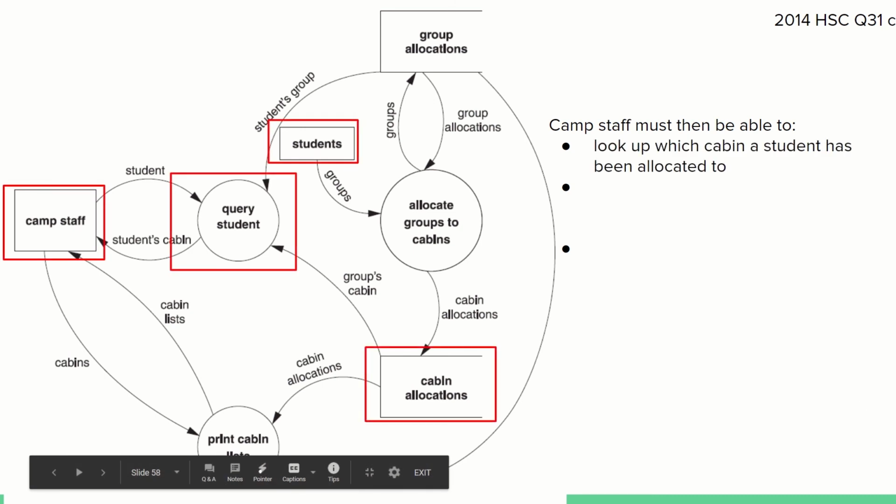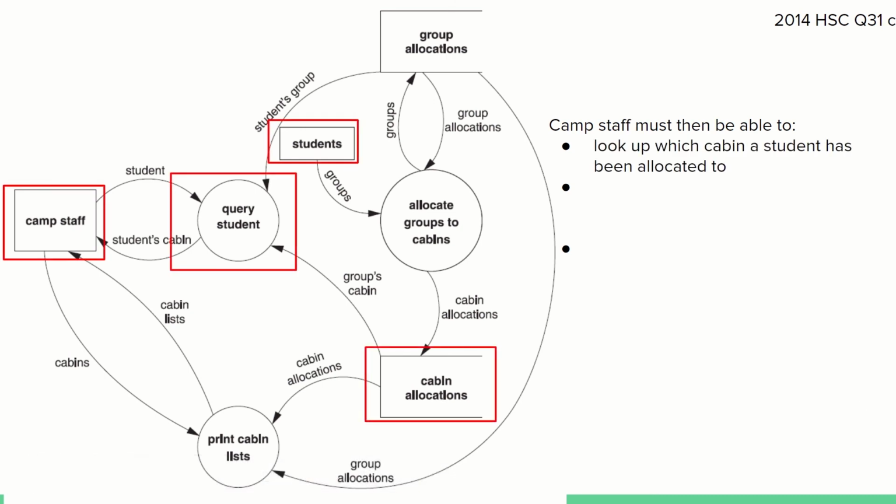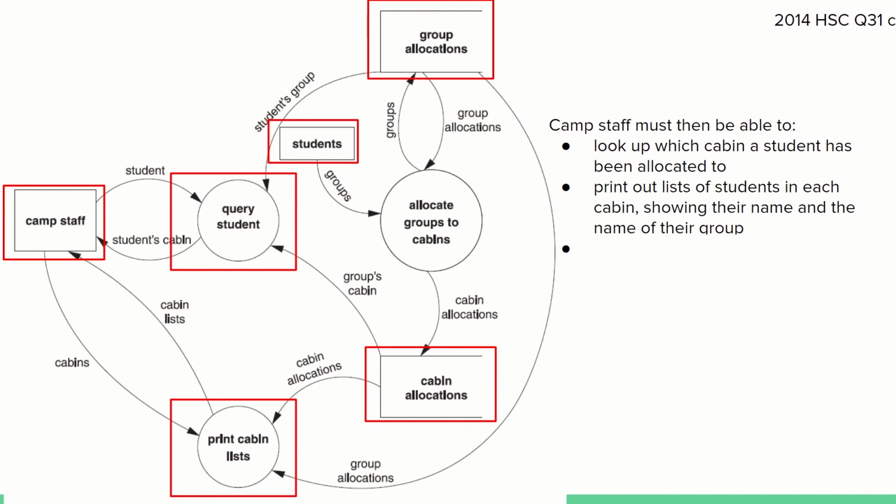All right, so look up which cabin the student is in. So we've got students, which is an external entity, then we've got our camp staff. We need to be able to query it, so they're looking up, and cabin allocations is a data store. The next part we need to look at is print out a list of students and their groups. So that means we've got to get another data store. We also then need a process to print things out. Okay? And then the last part, look up which group a student is in.